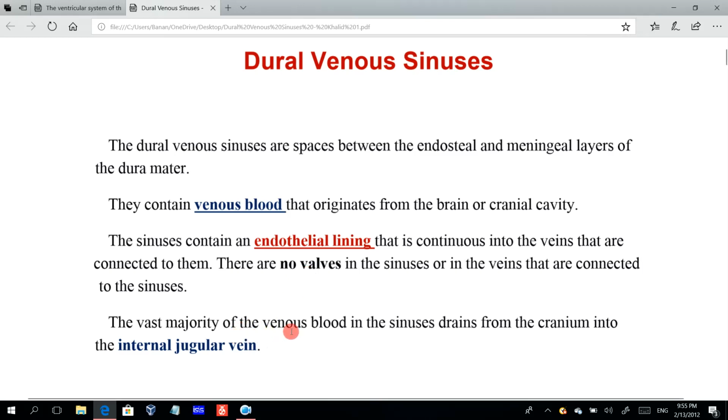The vast majority of the venous blood in the sinuses drains from the cranium into the internal jugular vein. All the veins from the intracranial contents, all the venous drainage will be drained into the internal jugular vein.